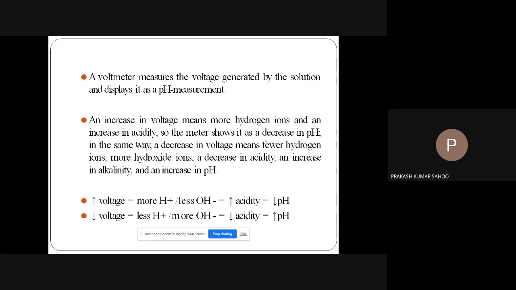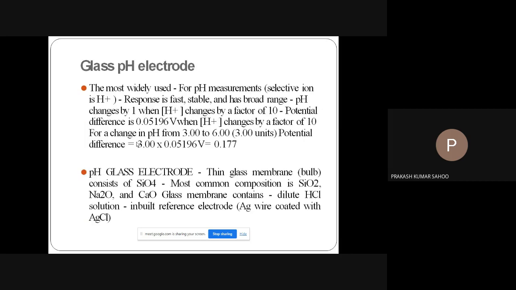Then if we change the pH, or if we pass the solution, and the voltage rises, the net voltage in the electrometer or voltmeter increases, then we conclude that the solution is highly acidic and contains more H plus and less OH minus and the pH will be less. If the pH is more, then the voltage will be less and this will be inversely proportional. Then a glass pH electrode, the most widely used pH electrode measurement, is selective to H plus ion. The response is fast, it is stable, and has a broad range.